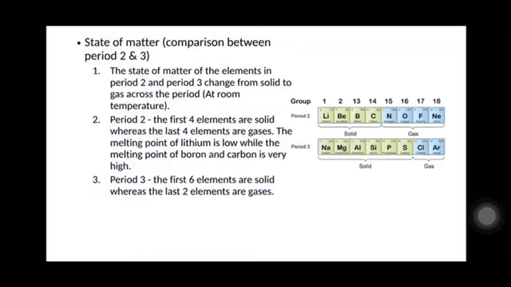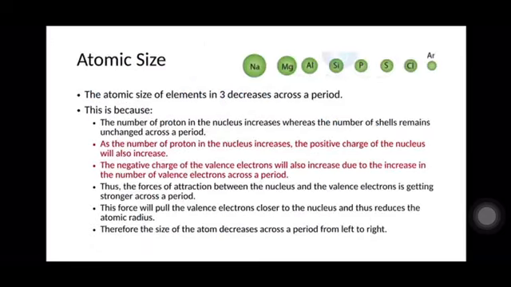Ni kita consider pada room temperature. Cuma untuk period 2, the first 4 elements are solid dan last 4 elements adalah gas. Untuk period 3 pula, the first 6 elements are solid whereas the last 2 elements are gas. So you can see, the first 6 elements are solid and then the last 2 elements adalah gas. Alright, simple, right?